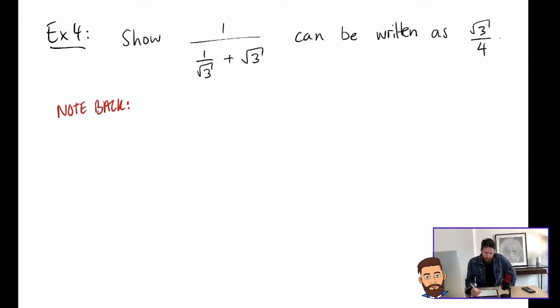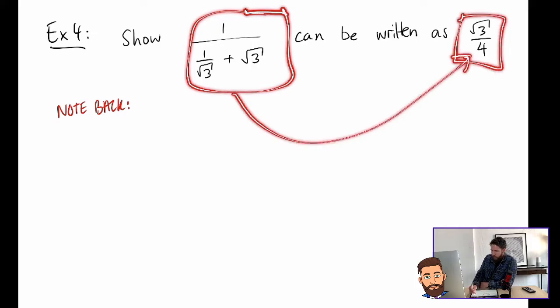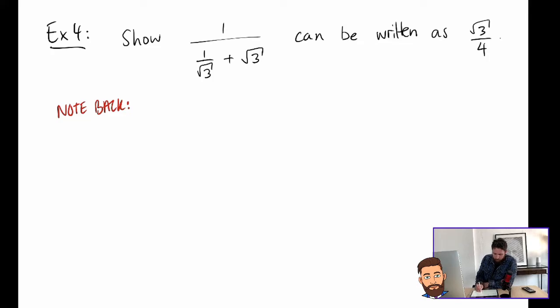This says show that 1 over root 3 plus root 3 can be written as root 3 over 4. So somehow we need to use every little bit of rationalizing the denominator that we've learned to turn this horrible looking expression into something as simple as root 3 over 4. So the first problem that we've got 2 surds on the bottom. That's a problem. The second problem is one of these surds on the denominator is also a fraction.